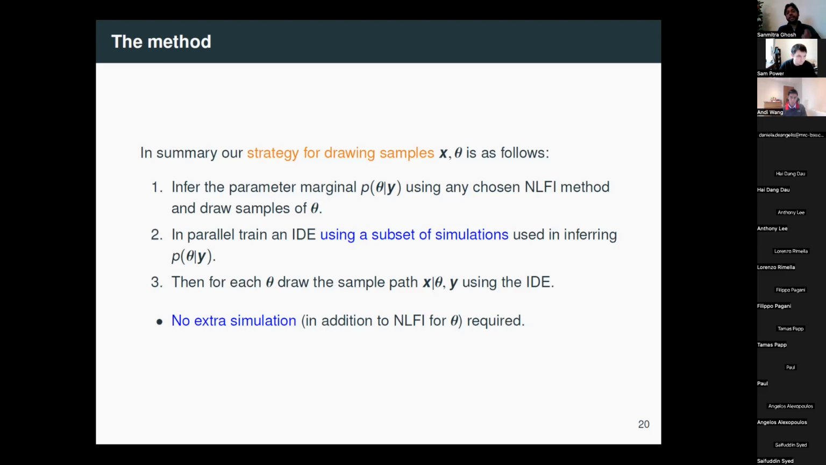So the nice thing is exactly what my motivation was, that I don't want to spend any extra simulation. This can be done. And generally in all my experiments, what I do is I use a sequential NLFI, so I do multiple rounds of NLFI and I take the first round's simulation to train the IDE. So that's basically the summary of the algorithm.